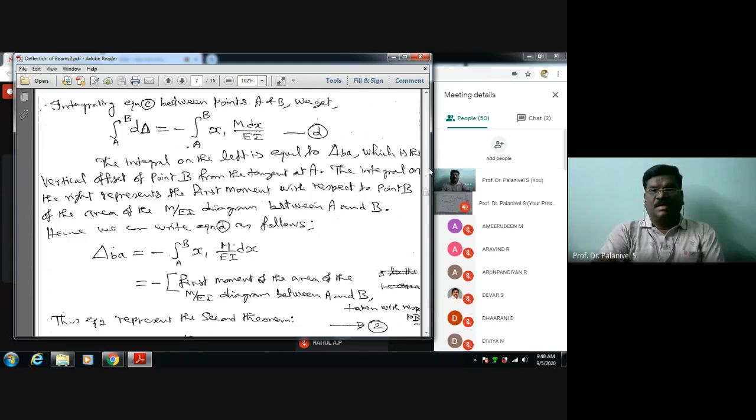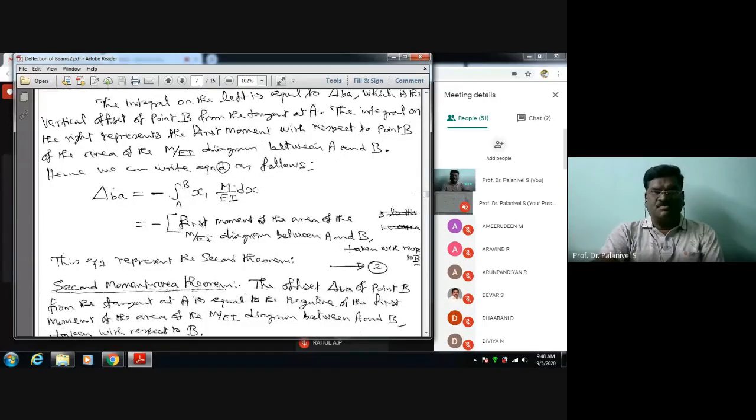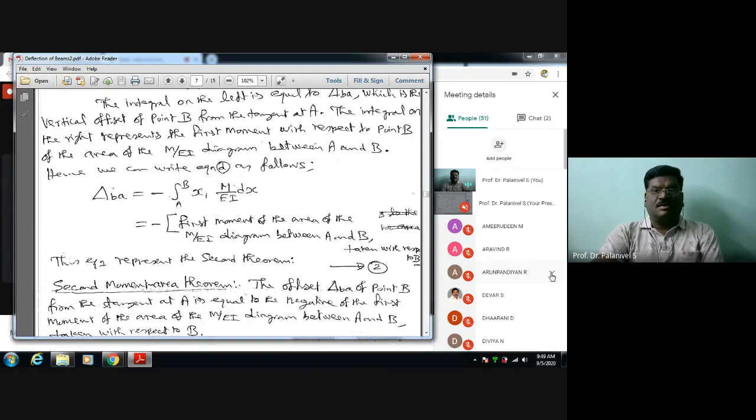The integral on the right represents the first moment of area, with respect to point B, of the M by EI diagram between A and B. Therefore delta BA is equal to minus integral A to B of x1 M by EI dx, which is equal to minus the first moment of area of the M by EI diagram between A and B taken with respect to B. That's what it says.